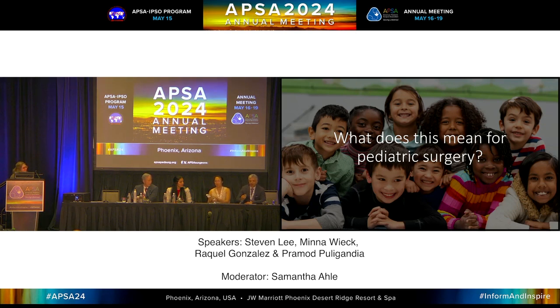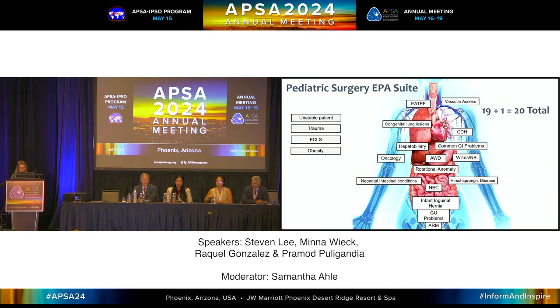Thanks. So what does this mean for pediatric surgery? Together with my partner in crime, Dr. Lee, we've been leading an effort through the Pediatric Surgery Board, and this is a diagrammatic representation of the EPA suite. So we have 19 EPAs with the optional obesity EPA, which really covers what we believe are the essentials, or what defines us as a specialty.